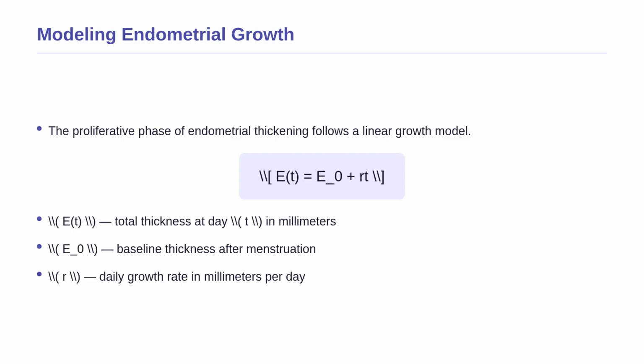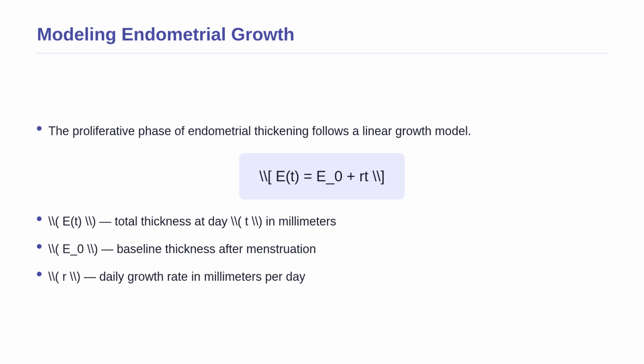This dynamic thickening of the endometrium can actually be quantified. During the proliferative phase of the menstrual cycle, the tissue grows steadily under the influence of estrogen. We can model this using a simple linear equation. E(t) = E0 + R × t.